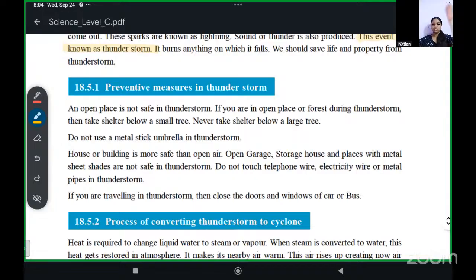Ma'am, that's why we have a lightning rod. So when it strikes our buildings, nothing will happen to it. Yes, that is why we have a lightning rod. Ma'am, it was invented by Benjamin Franklin, I think.